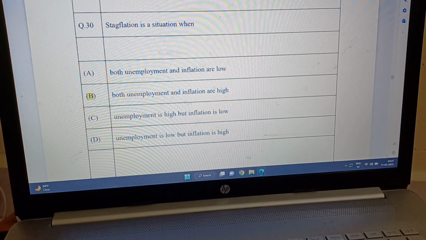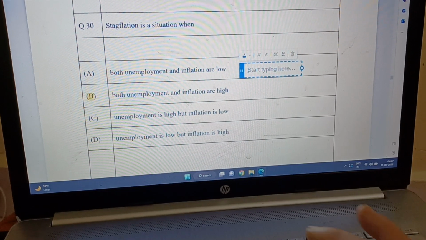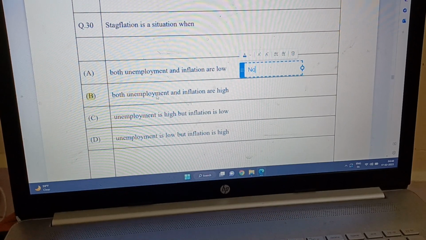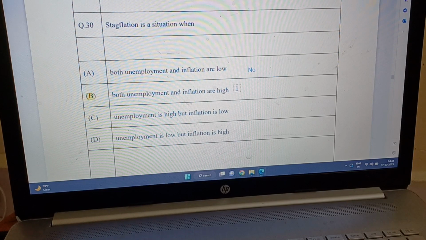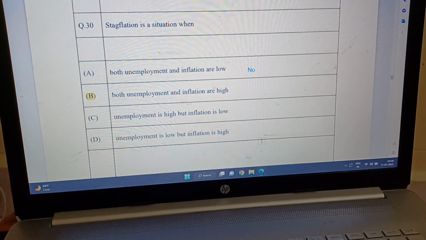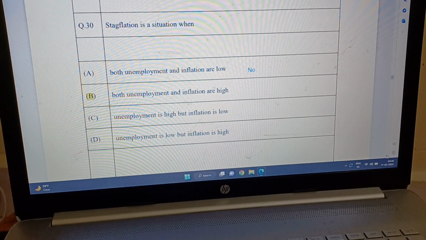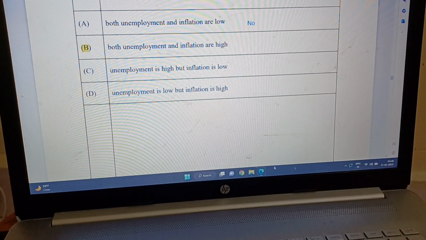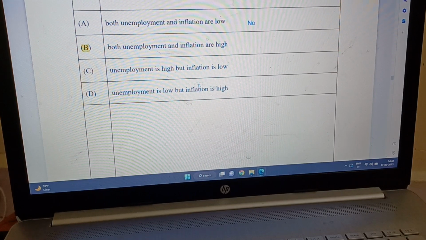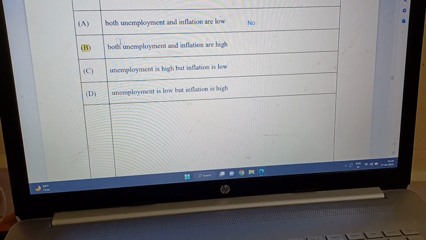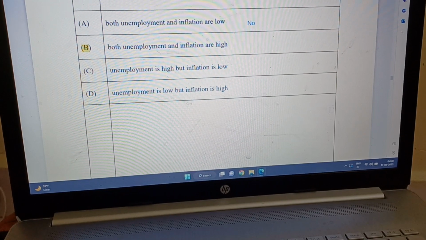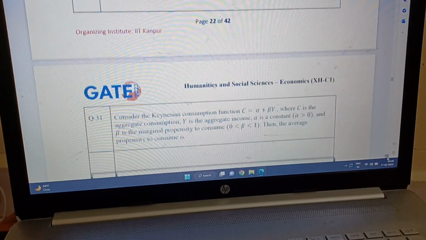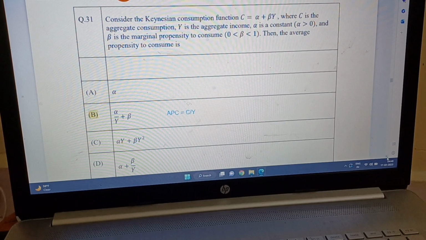Both unemployment and inflation are low. Definitely not, because it is the best of both the worlds. We have worst of both the worlds. So both unemployment and inflation are high. And the rest of the options are useless, because this one, unemployment is high but inflation is low, is the normal Phillips curve. And then unemployment is low but inflation is high. This one is also normal Phillips curve. So in a stagflation, we have both high unemployment and high inflation. I hope most of you did it correct, or all of you probably.